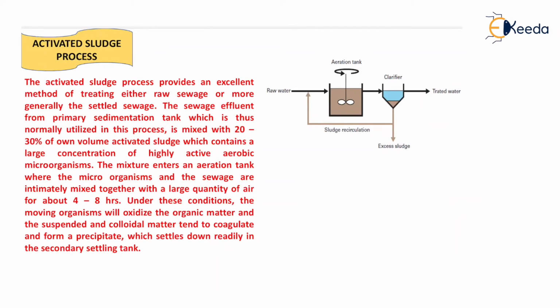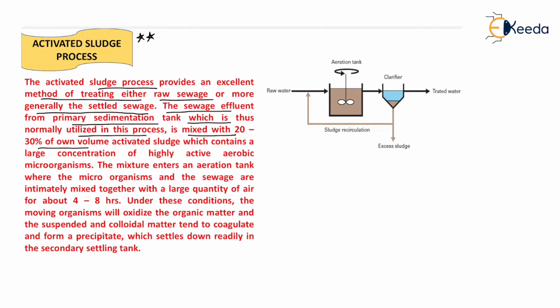Now we will go for the next process, that is the activated sludge process, which is one of the most important secondary treatment units of sewage treatment. The activated sludge process provides an excellent method of treating either raw sewage or, more generally, the settled sewage.